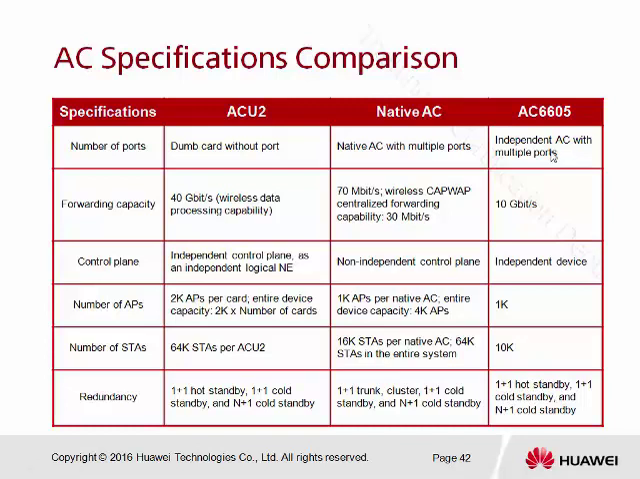When you compare the forwarding capacity, of course the chassis has a higher forwarding capacity. As you can see, the ACU2 is able to support up to 40 gig. The native AC can support 70 meg wireless, and the CAPWAP centralized forwarding capacity is 30 megs. The box one is only up to 10 gig.